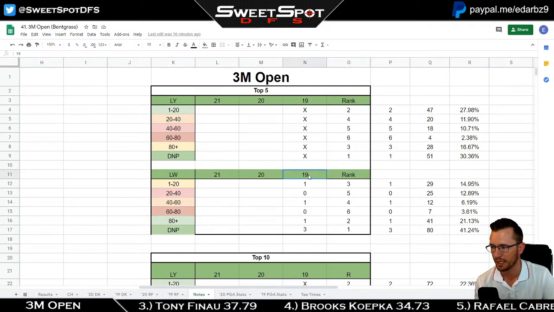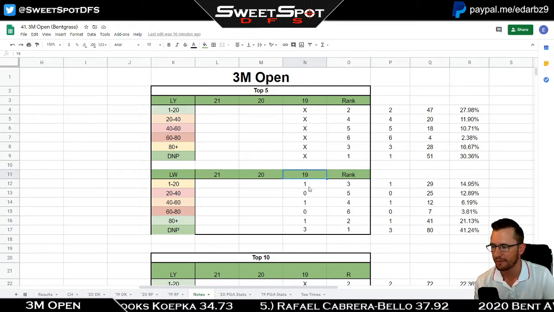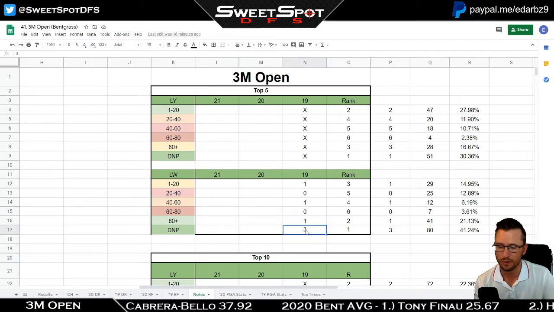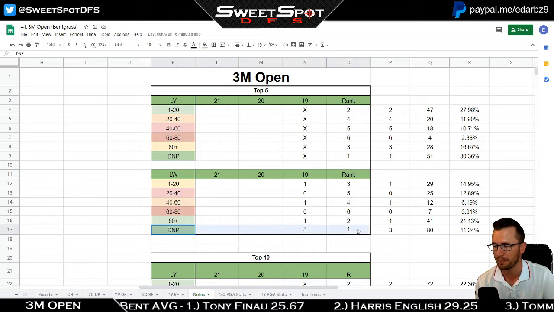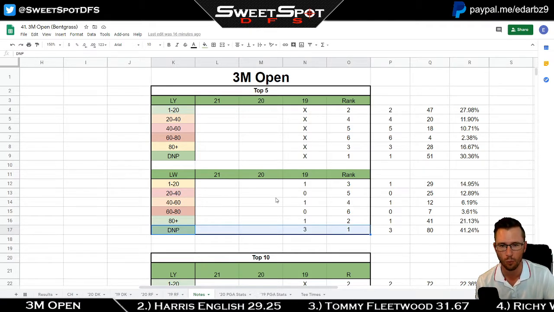Basically, in 2019, for the 3M Open, we have golfers who finished inside the top 5. Let me say it a different way. We had 3 golfers who finished inside the top 5 who did not play the week before. That would be how this bucket system would read.